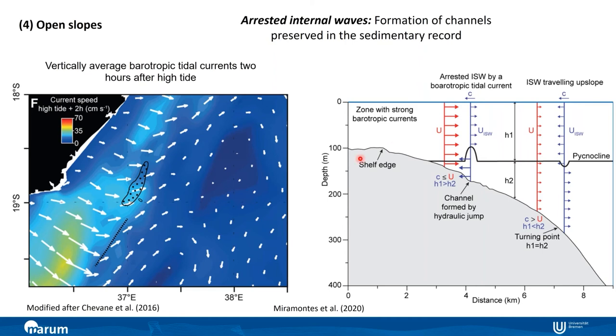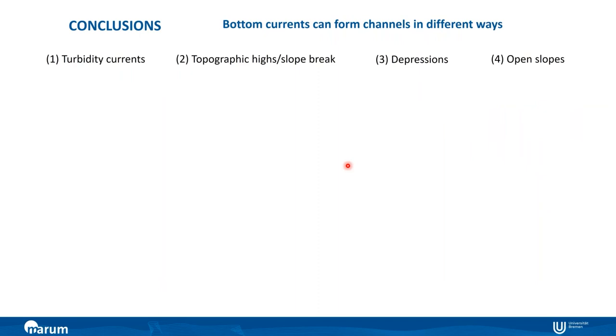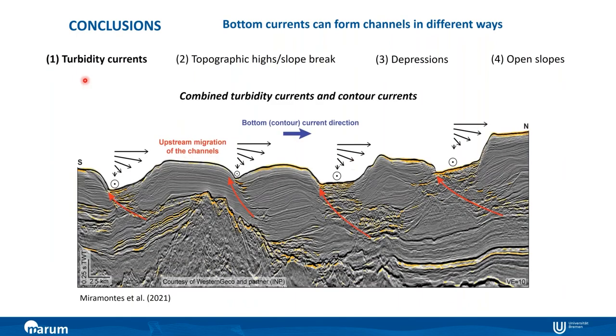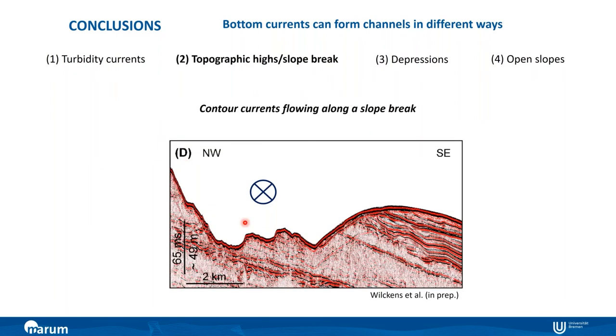So to conclude, I would like to make a summary of the different aspects that I just showed you. First, we can have contour currents, bottom currents that interact with turbidity currents flowing downslope, and they generate a combined flow that has a spiral structure and results in the formation of asymmetric channel-levee systems. Then in zones where we have topographic highs or slope breaks, we can have an acceleration of the bottom currents along these slopes that can result in the formation of a channel that generates truncations on both sides and even also on the channel floor.